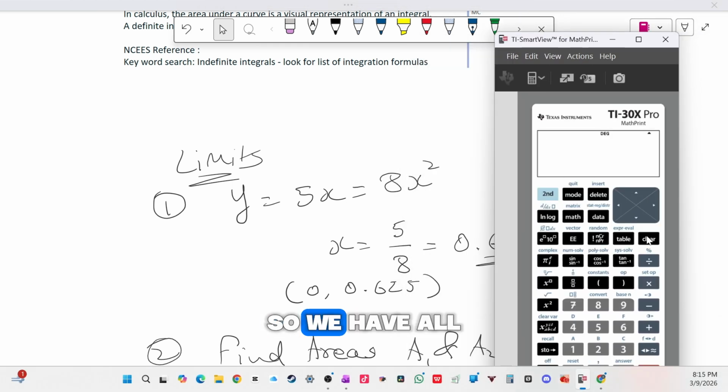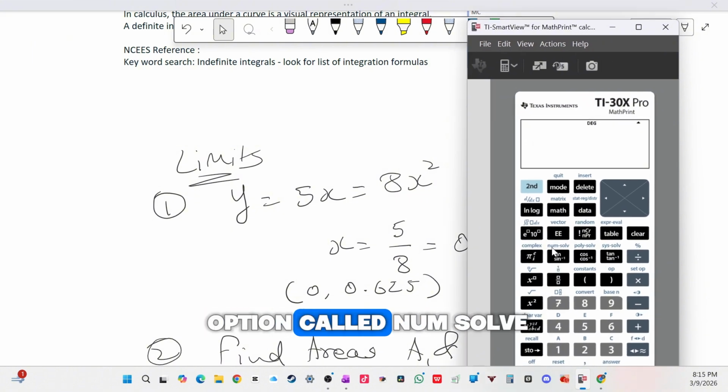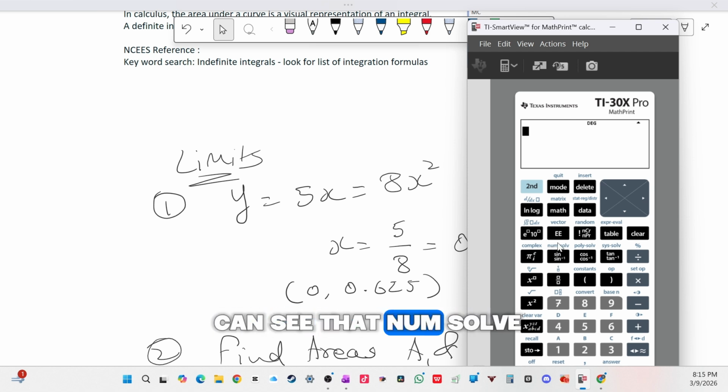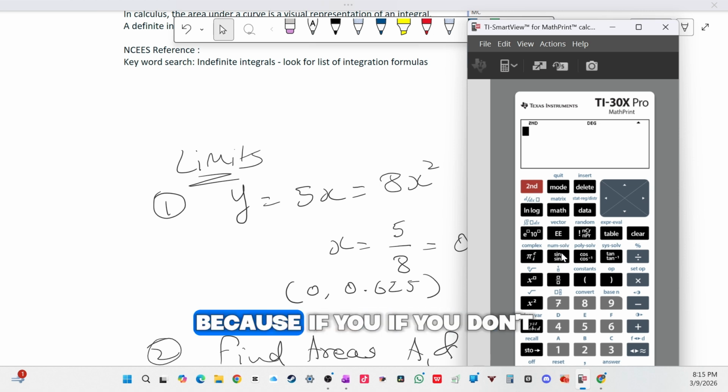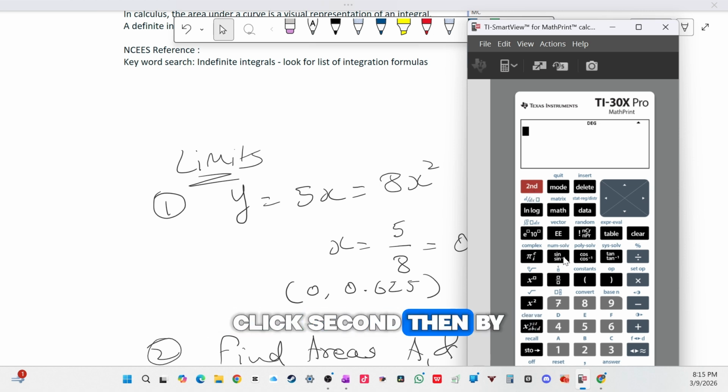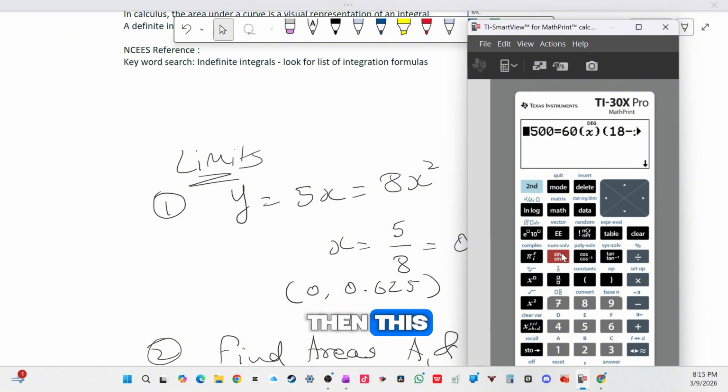So we have all these options. Whenever you get an equation, the first thing that should come into your mind is the option called num solve. I can't zoom in more than this. I hope you all can see that. Num solve. All you have to do is click second and then this, because if you don't click second, then by default sine will come, not num solve. For num solve to come, which is highlighted in blue, you have to click second and then this.